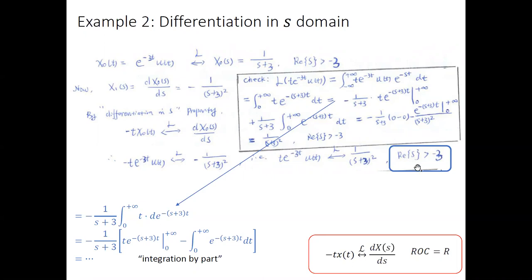And we can check the result by calculating the Laplace transform of the same signal using the definition. So integration from minus infinity to plus infinity, signal t times e^(-3t) times u(t) times e^(-st) dt. We can eliminate u(t) by shrinking the integration interval to 0 to plus infinity, just the standard technique. And then t times e^(-(s+3)t) dt.